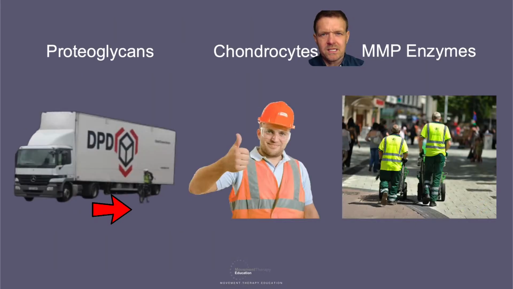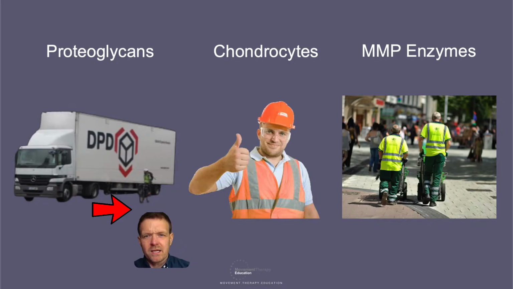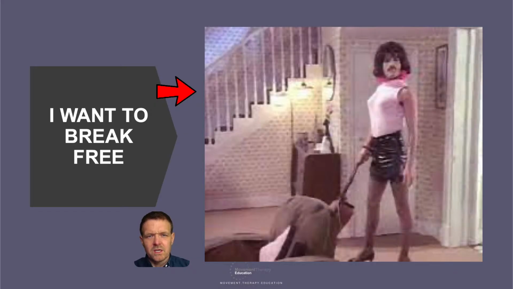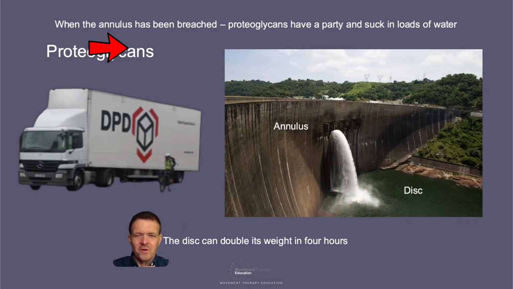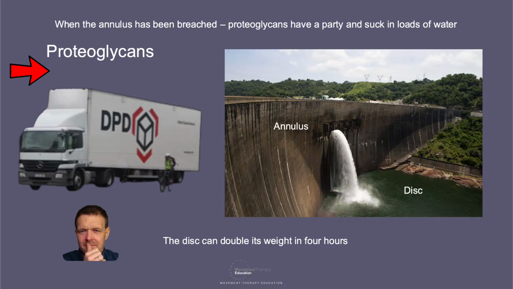And I think you may have seen this picture before. So the proteoglycans are like a delivery truck, delivering nutrients and hydration. Chondrocytes are your friendly builders. And then your MMP enzymes are your refuse collectors. So they're clearing away the waste. So what happens when we have a herniation? Good old 80s or 70s reference of that era anyway. So apologies if you're younger than me and you have no idea what that means.